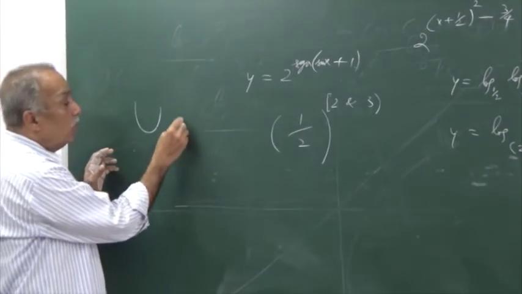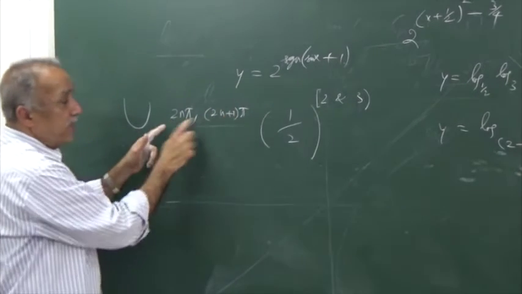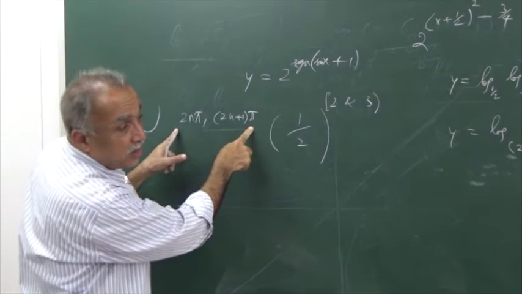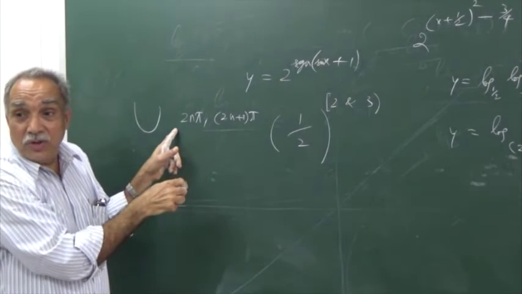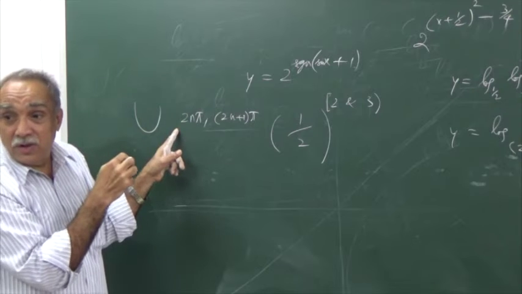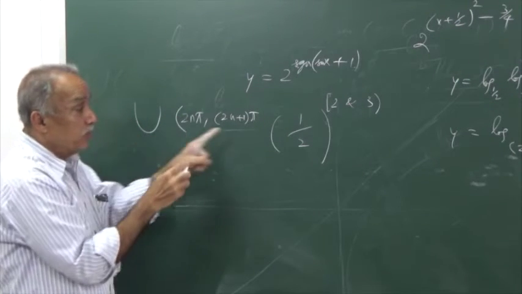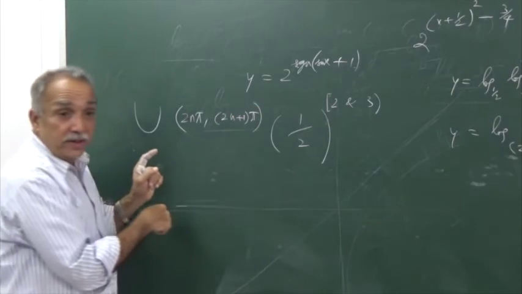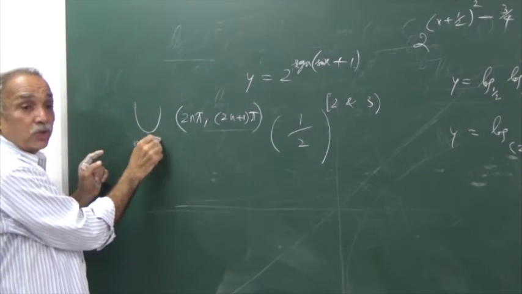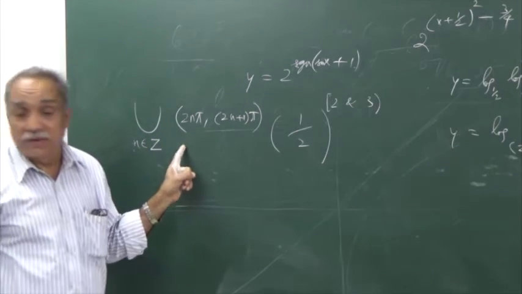Union 2n pi to (2n plus 1) pi. Good. Are the endpoints to be included? Can sin x be 0? When sin x is 0, is logarithm meaningful? No. What is sin x at this endpoint? 0. Not to be included. Agree? Take union of all such intervals as n varies over set of all integers. What you get will be the domain of the function.